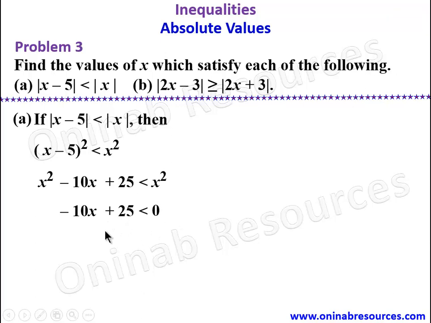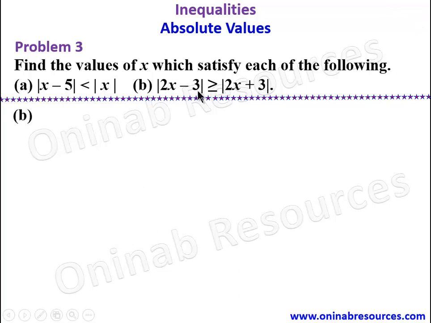So we take this to this side, it becomes minus 10x is less than -25. Since we are dividing both sides by -10, x is now greater than 2.5. Remember, if you are dividing both sides of any inequality by a negative number, the sign changes. So that is all for problem 3a.